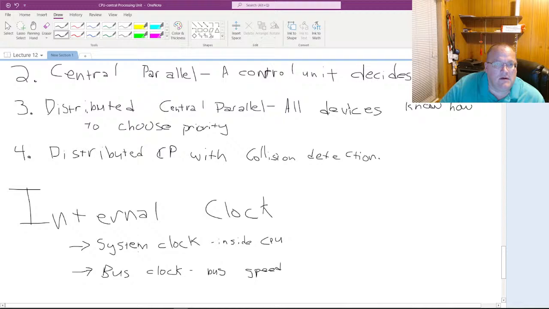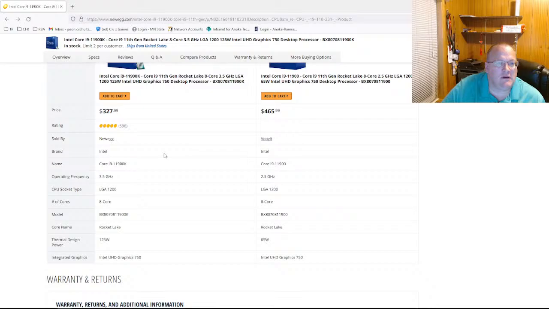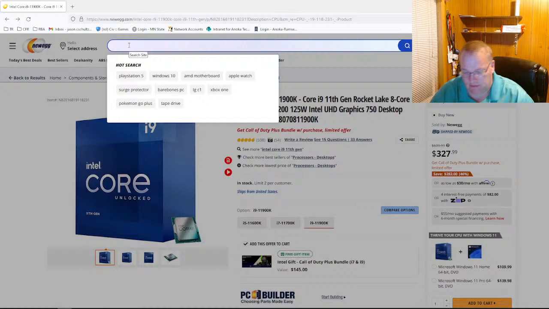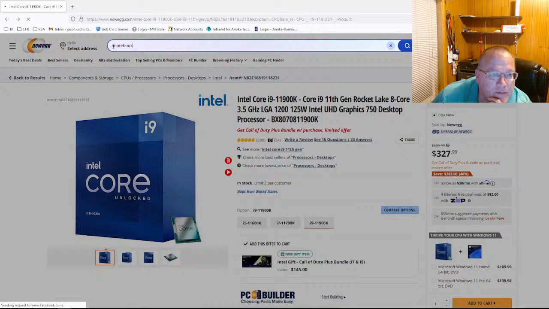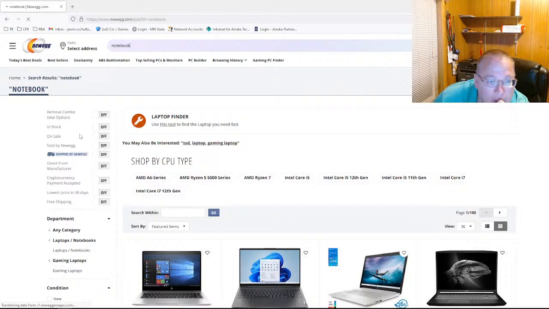So usually these are measured in gigahertz, but let's see, instead of looking up this, can I just look up a notebook computer? Let's see if it can do that for me. Very good. Okay, let's just pick one here, this Lenovo laptop.